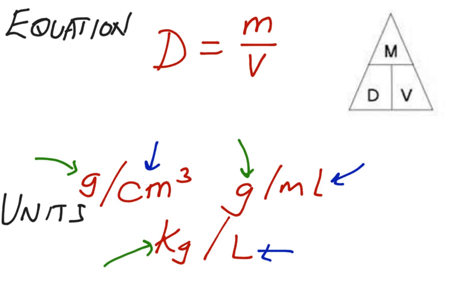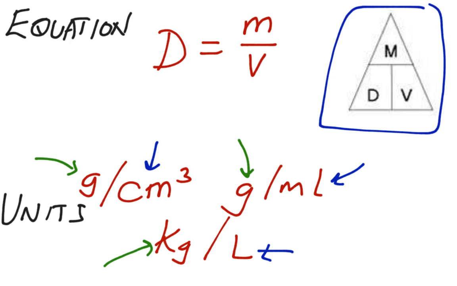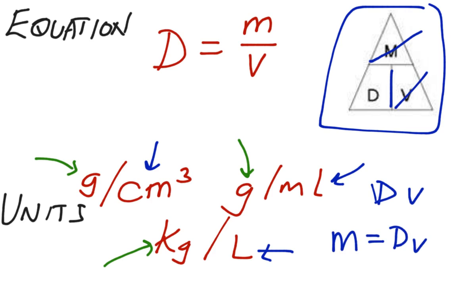This triangle in the upper right-hand corner of the screen gives a shortcut for figuring out how to solve algebraically for any of the other variables. When you're wanting to use this triangle, cover up what you're looking for. For example, if you had to find mass, you would cover up mass. What you're left with is D next to V. D next to V is multiplication. So M equals dV. If you wanted to find volume, you'd cover that up, and you'd have mass over density.